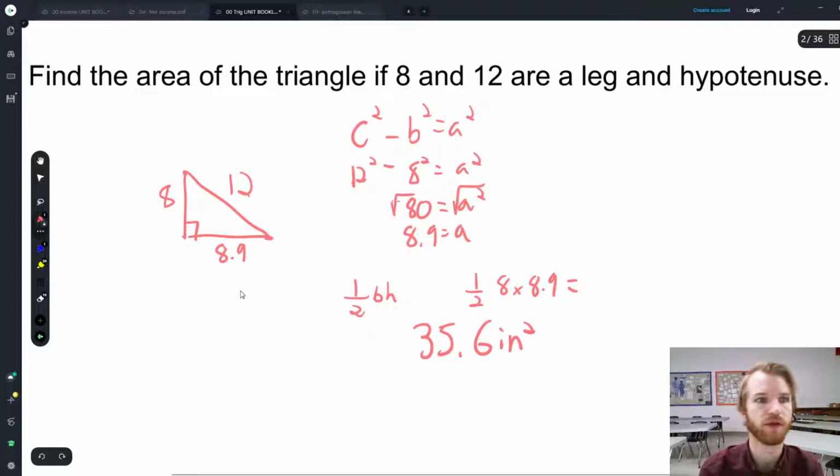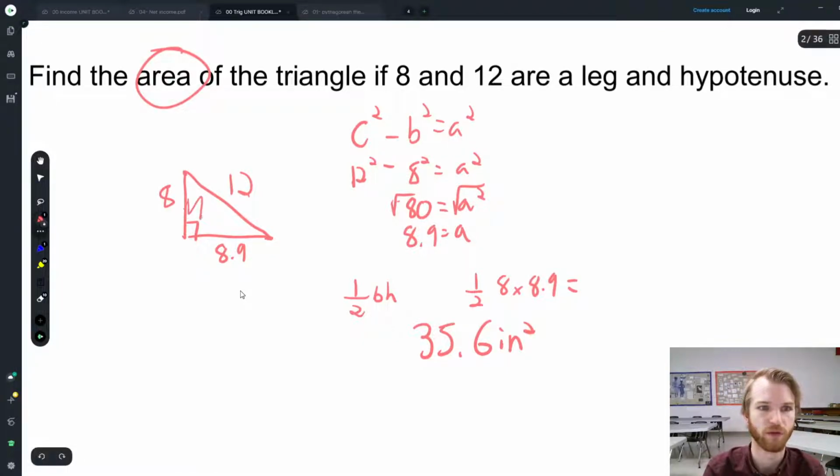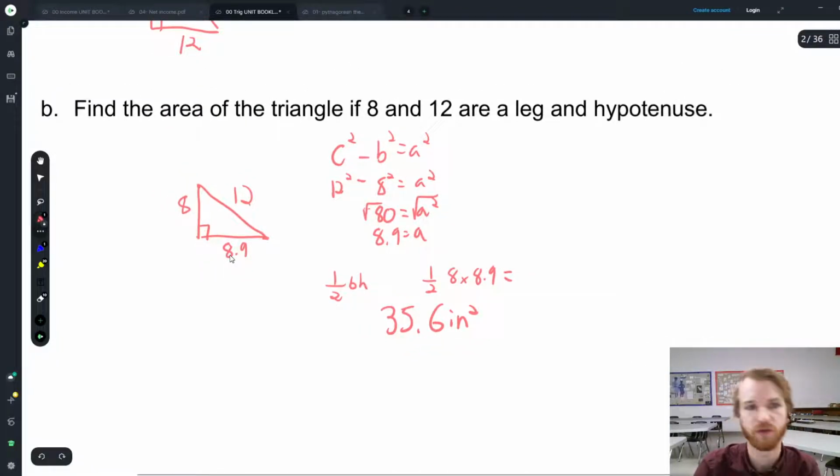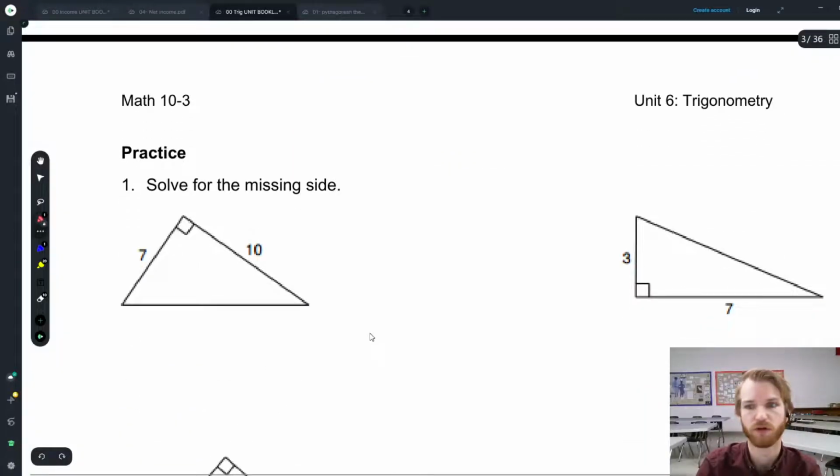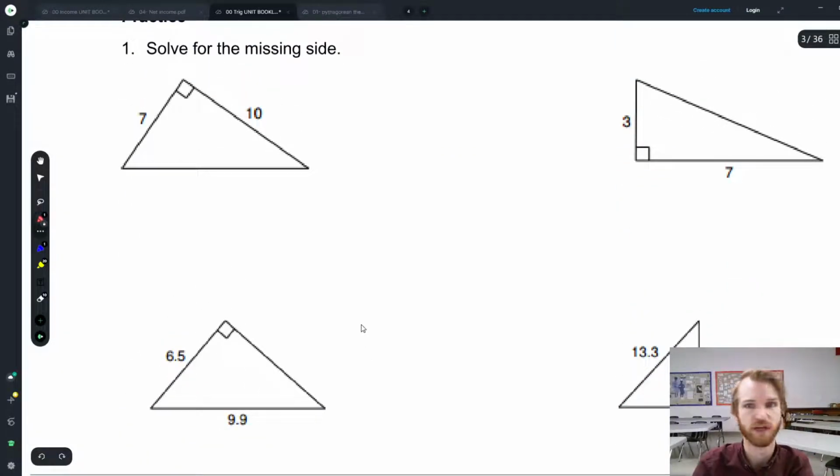So just be careful if it ever asks you to find an area, remember that we're talking about the inside of that triangle. It's kind of a separate thing from the Pythagorean theorem, but we can use it to figure those things out. So the practice problems are very much just a squared plus b squared is equal to c squared, or you just take the c and you subtract the b to get your a.